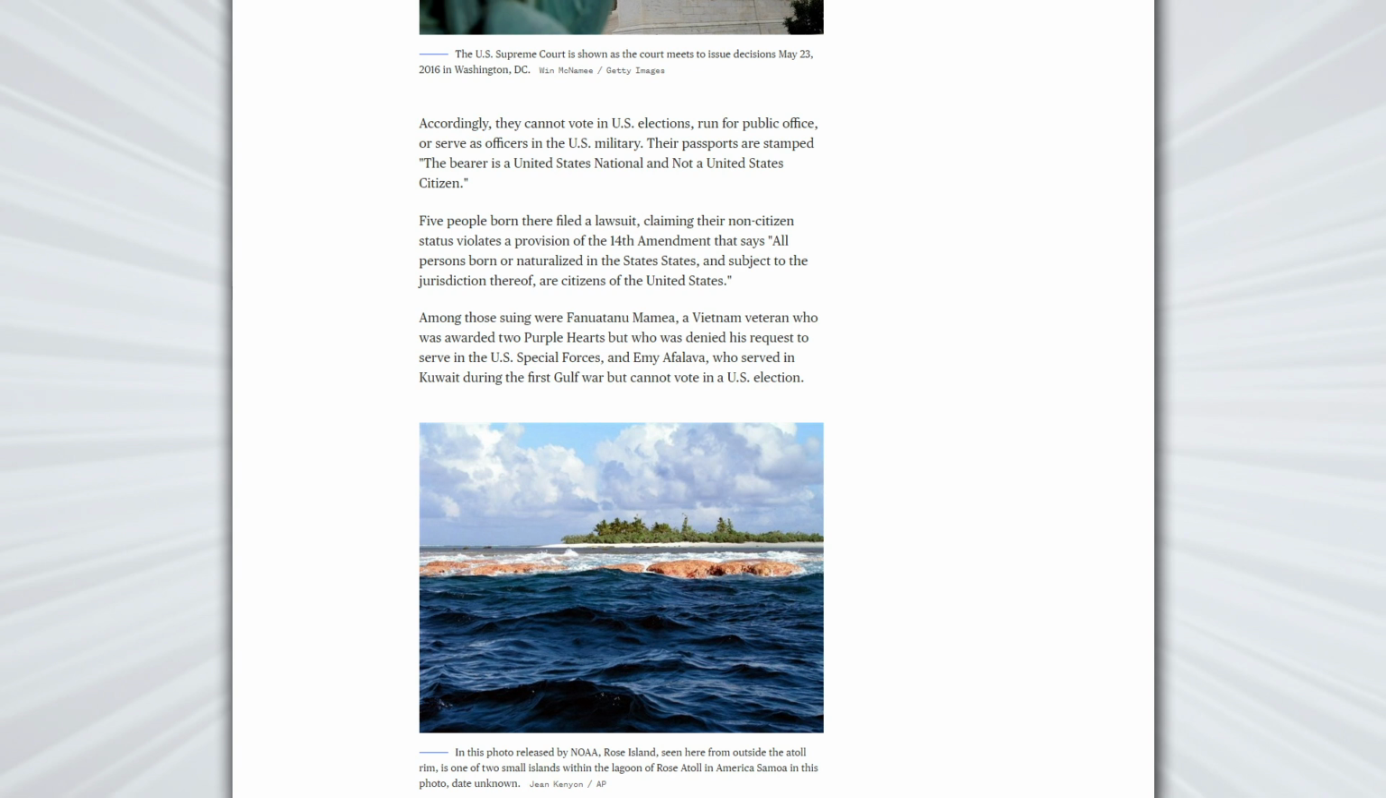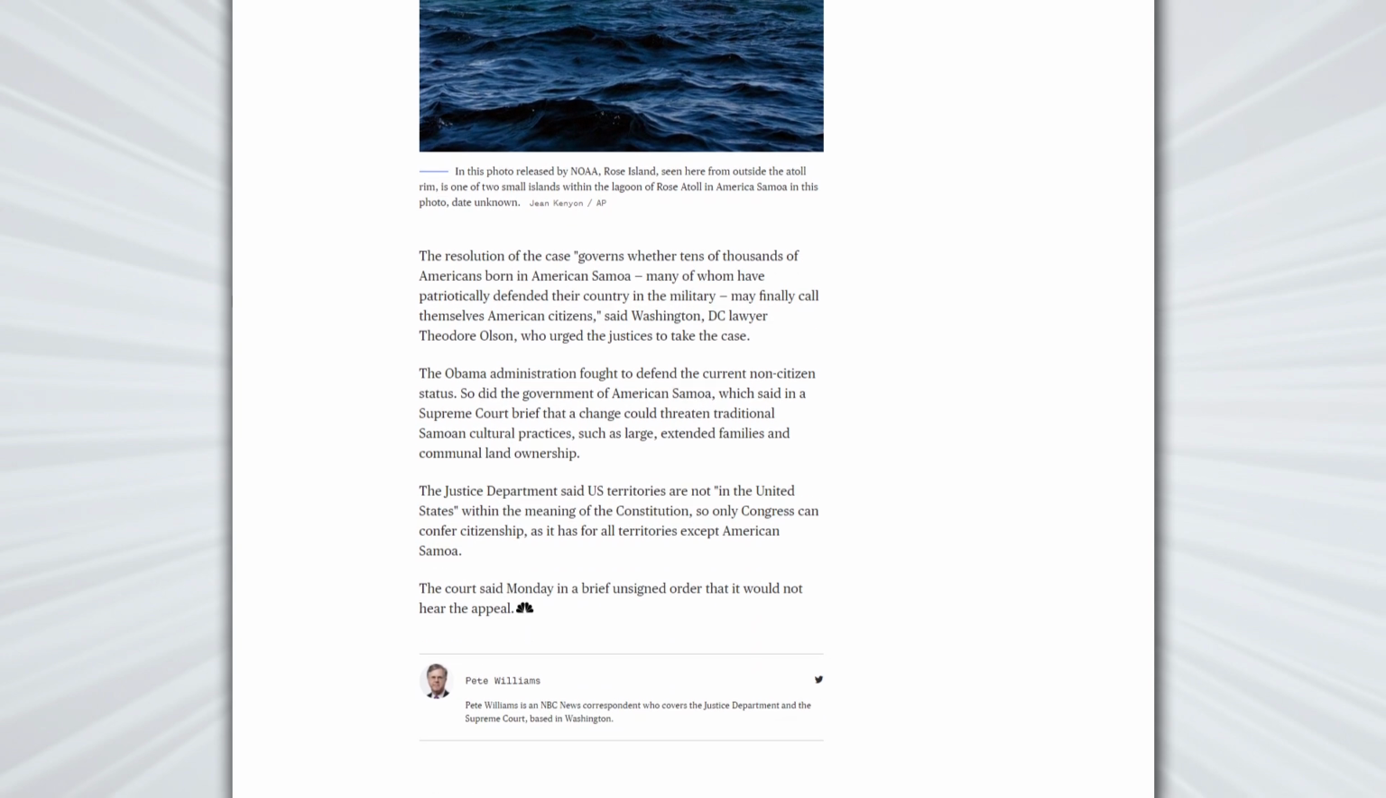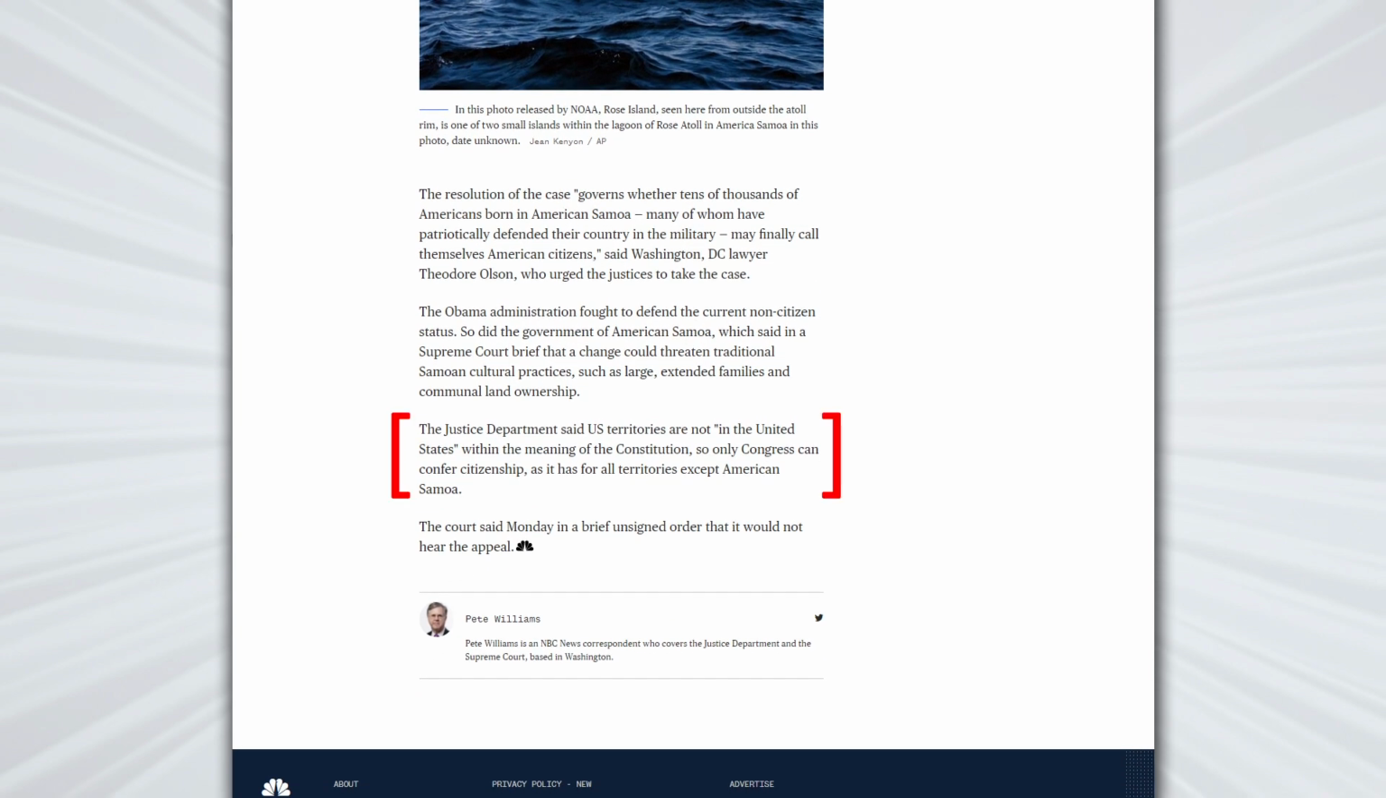He was part of a group that sued the national government to be included as statutory U.S. citizens. The group was seeking clarity from the Supreme Court, which declined to hear the case. The article went on to state, "The Justice Department said U.S. territories are not in the United States within the meaning of the Constitution, so only Congress can confer citizenship, as it has for all territories except American Samoa."